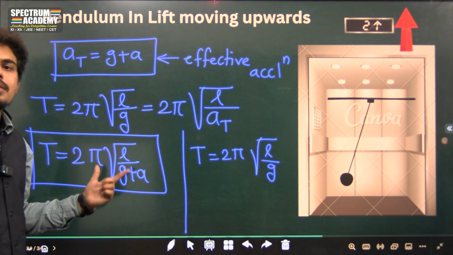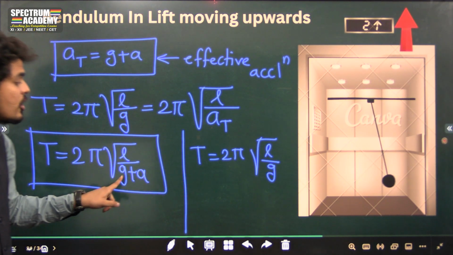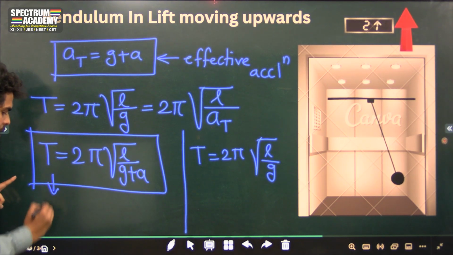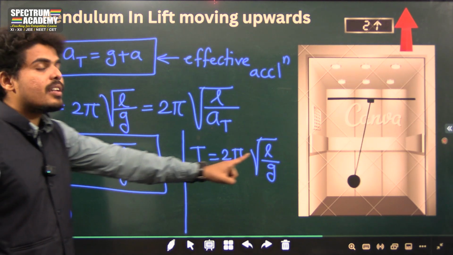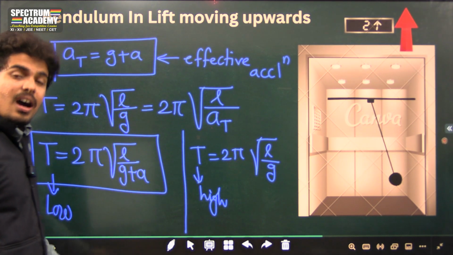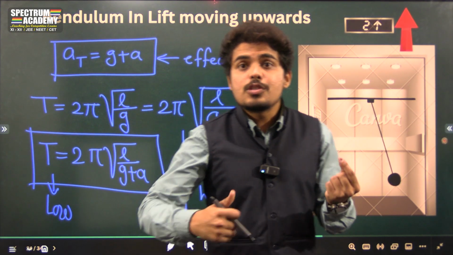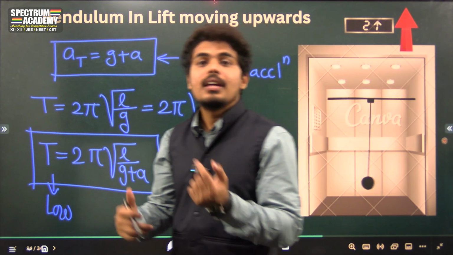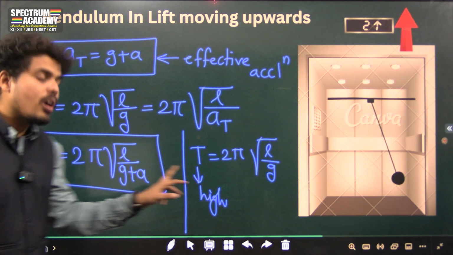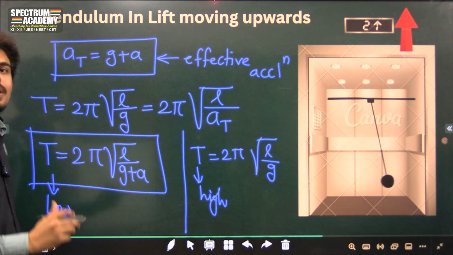Now, which period is greater? Here the denominator is small and here the denominator is high. Denominator high, so period is low, and the denominator is low, so period is high. So if we take the pendulum in a lift and the lift is moving upwards with some acceleration, what do we see? The regular period T decreases, with value 2 pi under root of L upon g plus a.